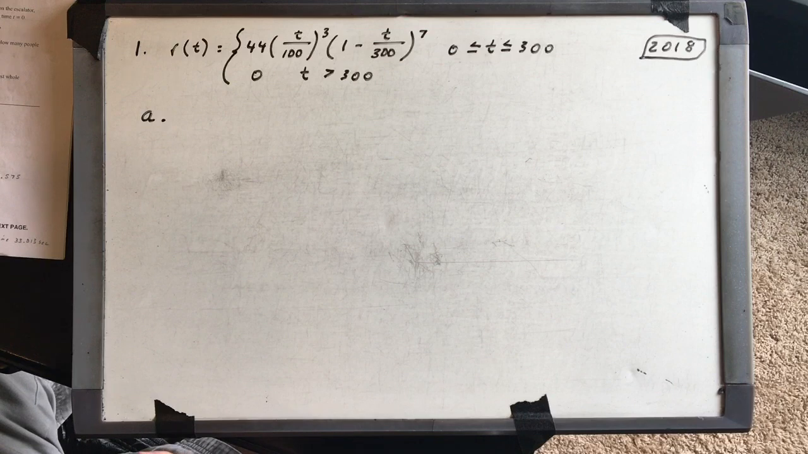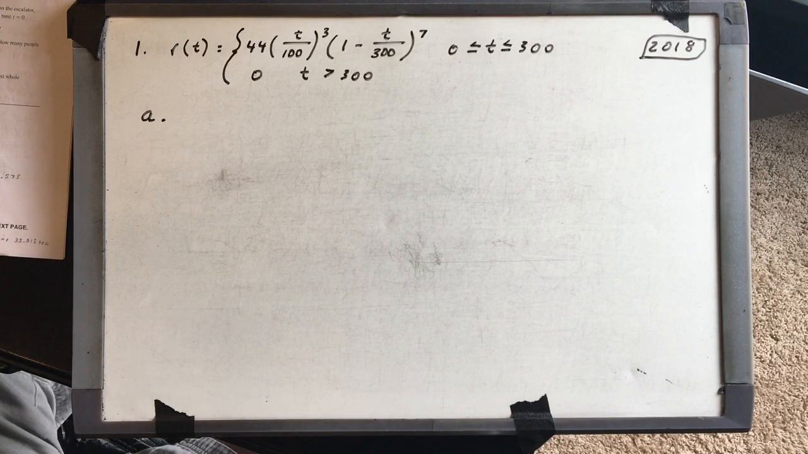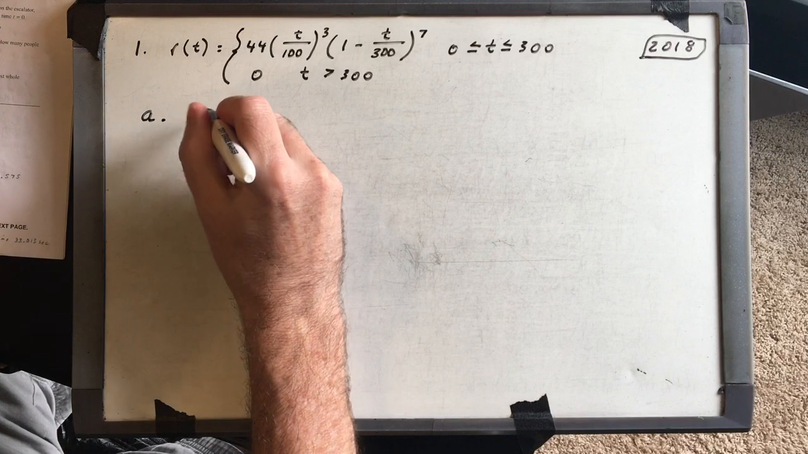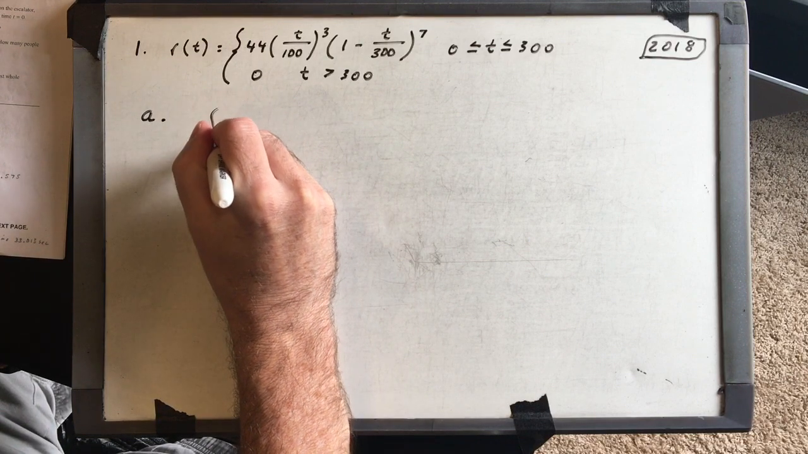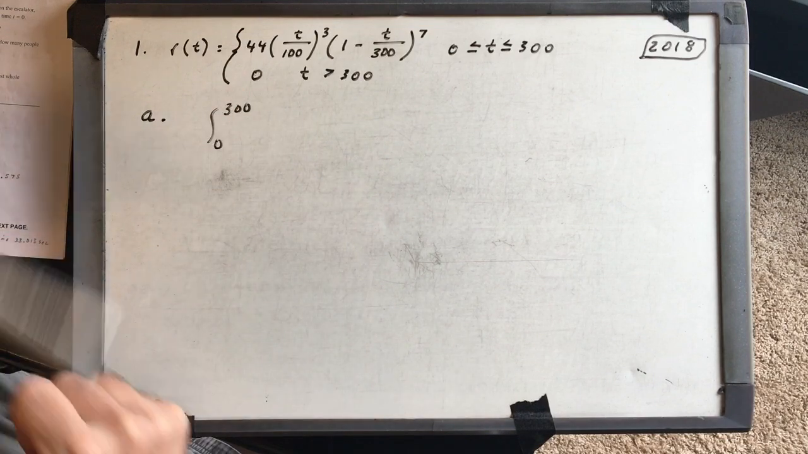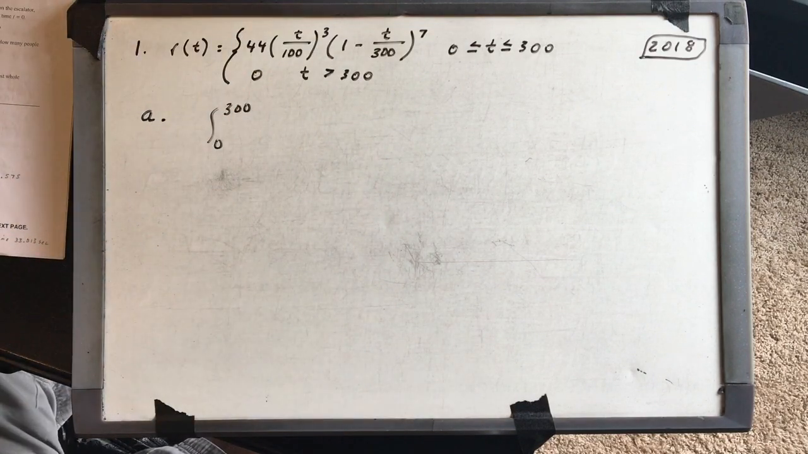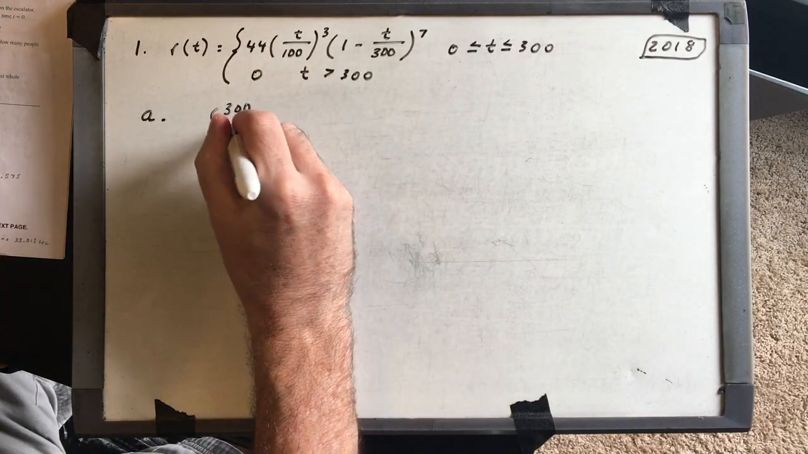So part A says how many people enter the line for the escalator during the time interval 0 to 300. So we're adding up, we're accumulating. And so what you're going to do is integrate. Okay, so that's going to be 0 to 300. And for the AP Calc graders, you don't have to write all that out. You can just put r of t dt.